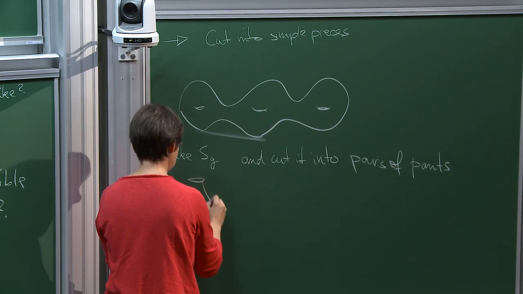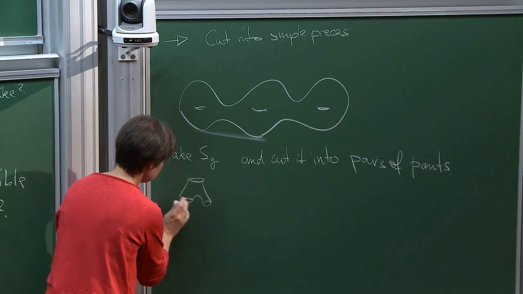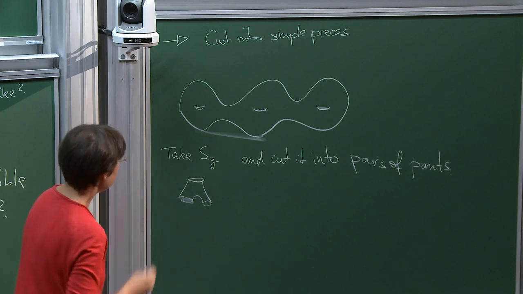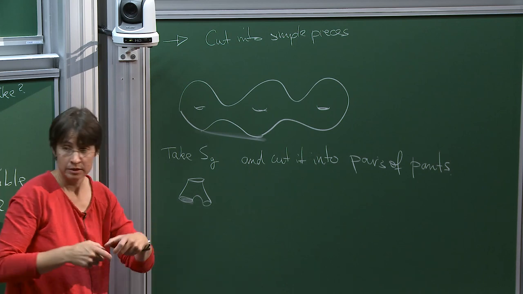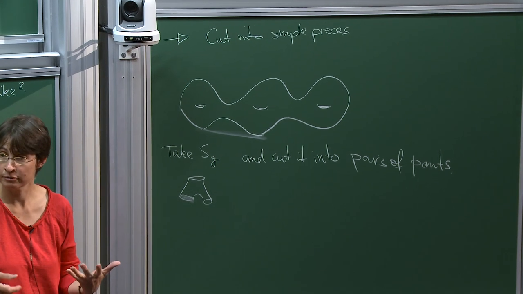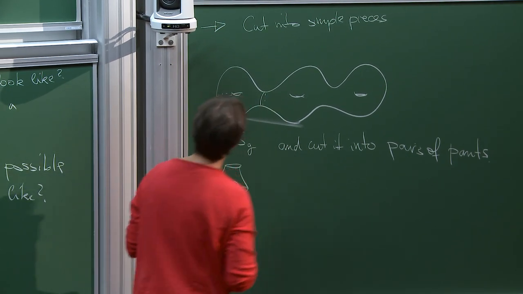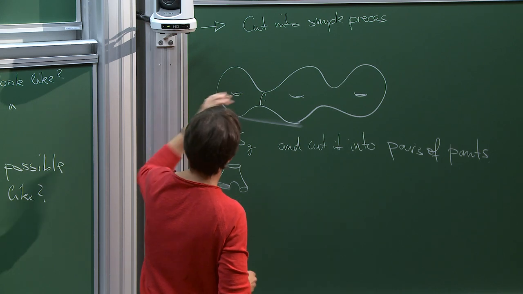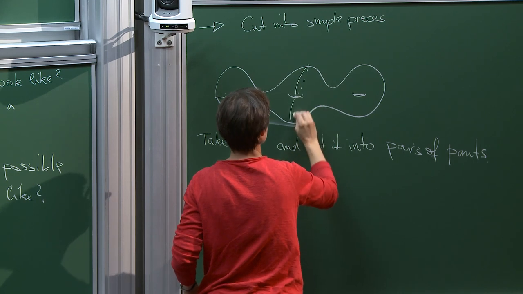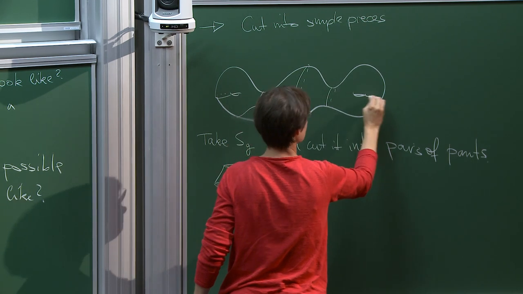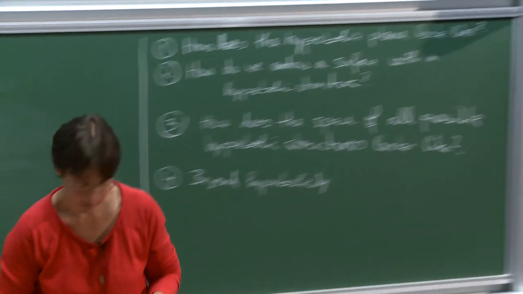So what's a pair of pants? A pair of pants is this thing with three holes, right? And how do you cut a surface into pairs of pants? You have to pick enough disjoint simple closed curves on your surface that the complement you see is just pairs of pants. So here we have one pair of pants, and we could take this one, this one. And there are many different choices. You could take a different choice.